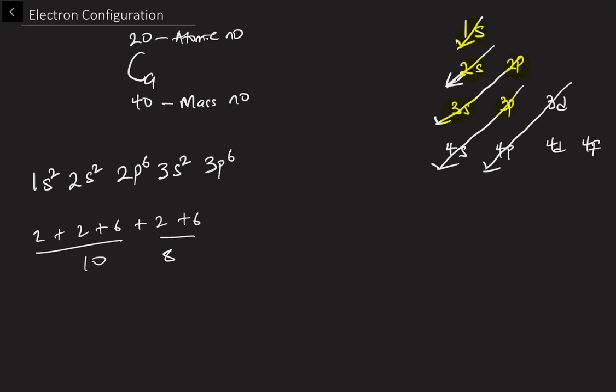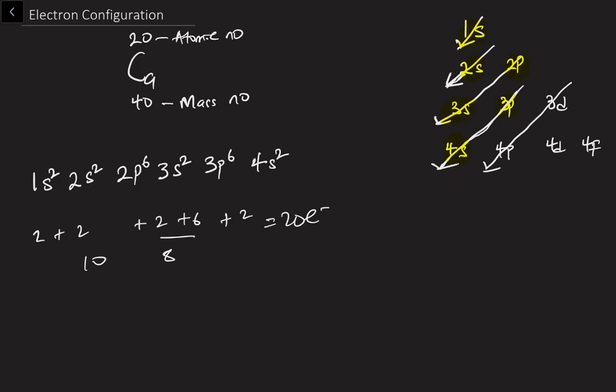So we need 2 more. Remember, the arrow is coming down this way. So the next is the 4s. So 4s2. So plus 2, that's 20 electrons. So the electron configuration for calcium is 1s2, 2s2, 2p6, 3s2, 3p6, 4s2.